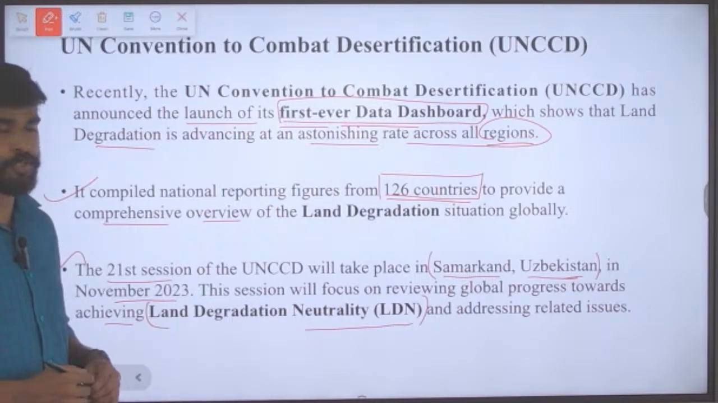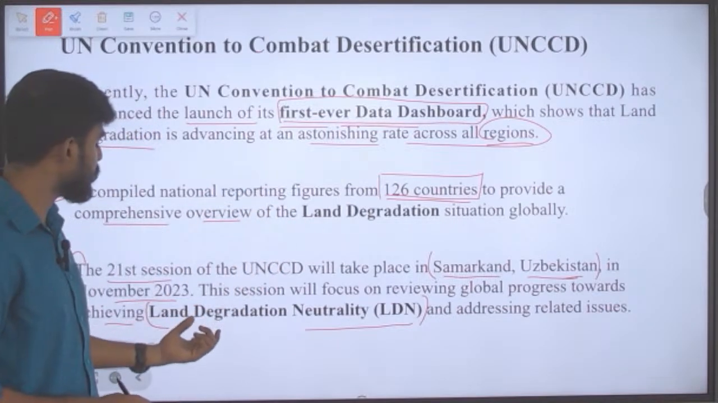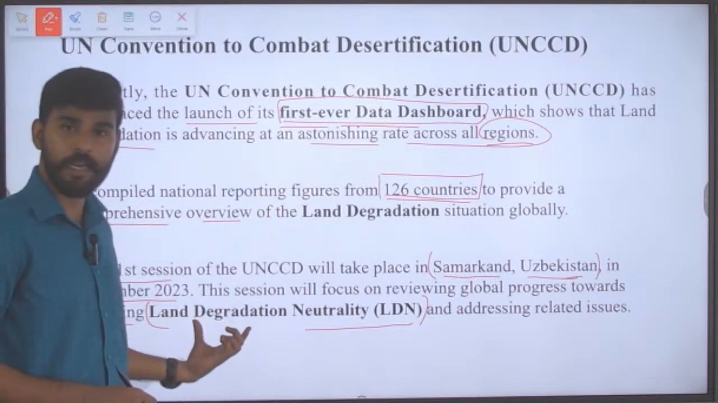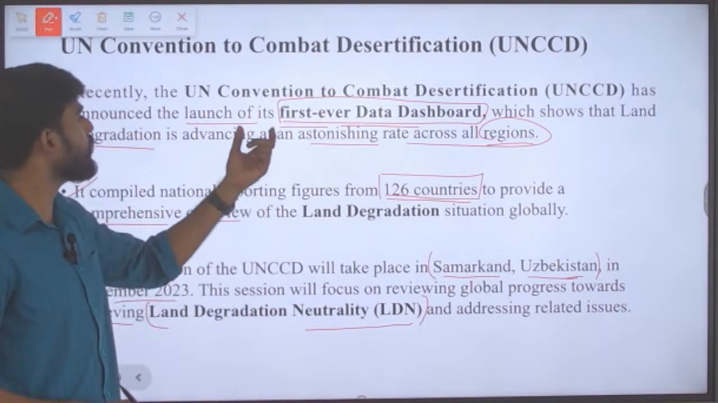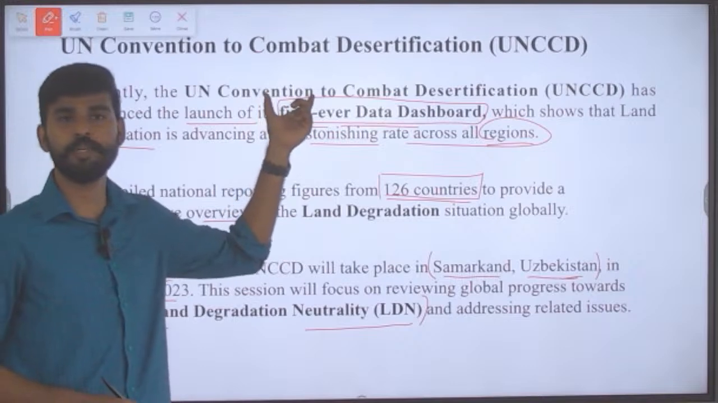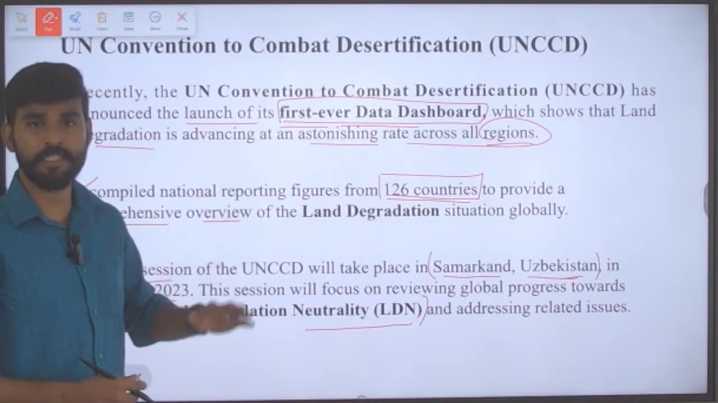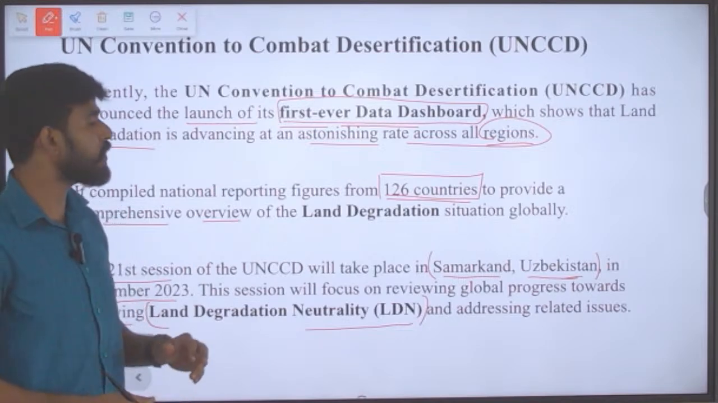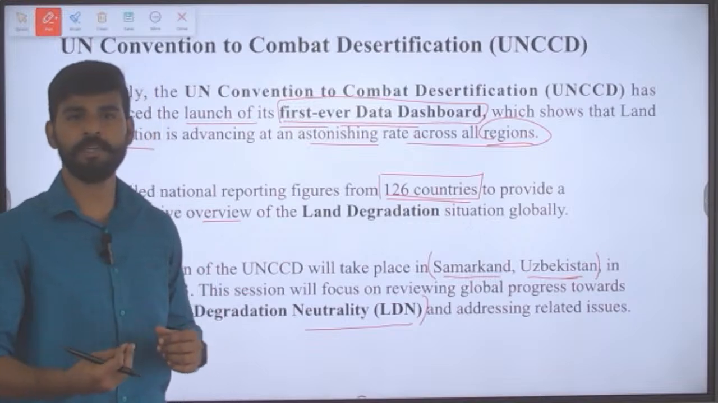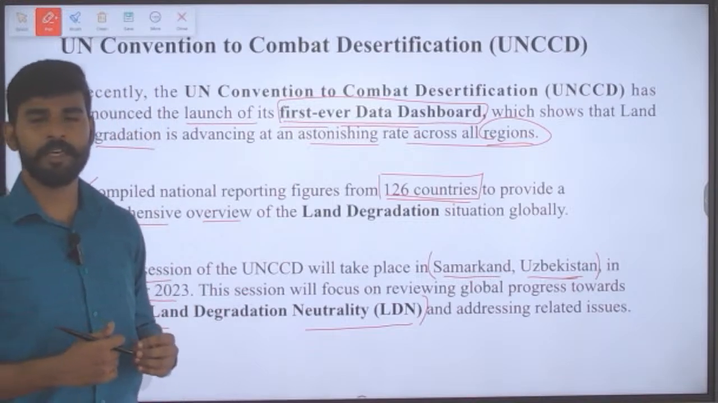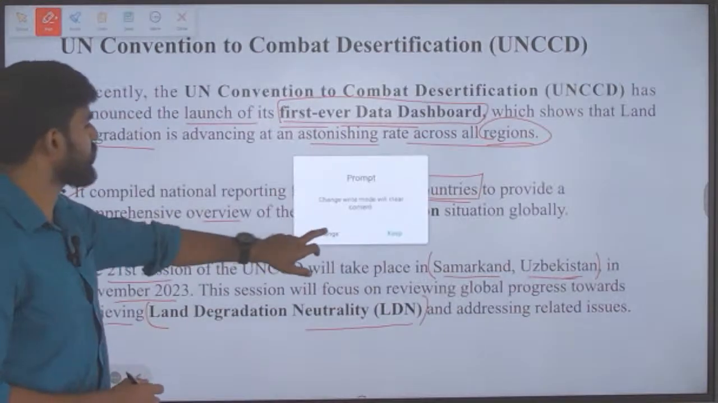This session will focus on reviewing the global progress towards achieving land degradation neutrality and addressing the related issues. So, from this news article, what do we have to understand? We need to know what land degradation is and what land degradation neutrality is. Moreover, we must also understand what is this UNCCD, United Nations Convention to Combat Desertification. All these details we must know. Moreover, based on this data dashboard, what are the key findings and key recommendations given by this UN convention? All these details we'll be understanding from this particular news article.